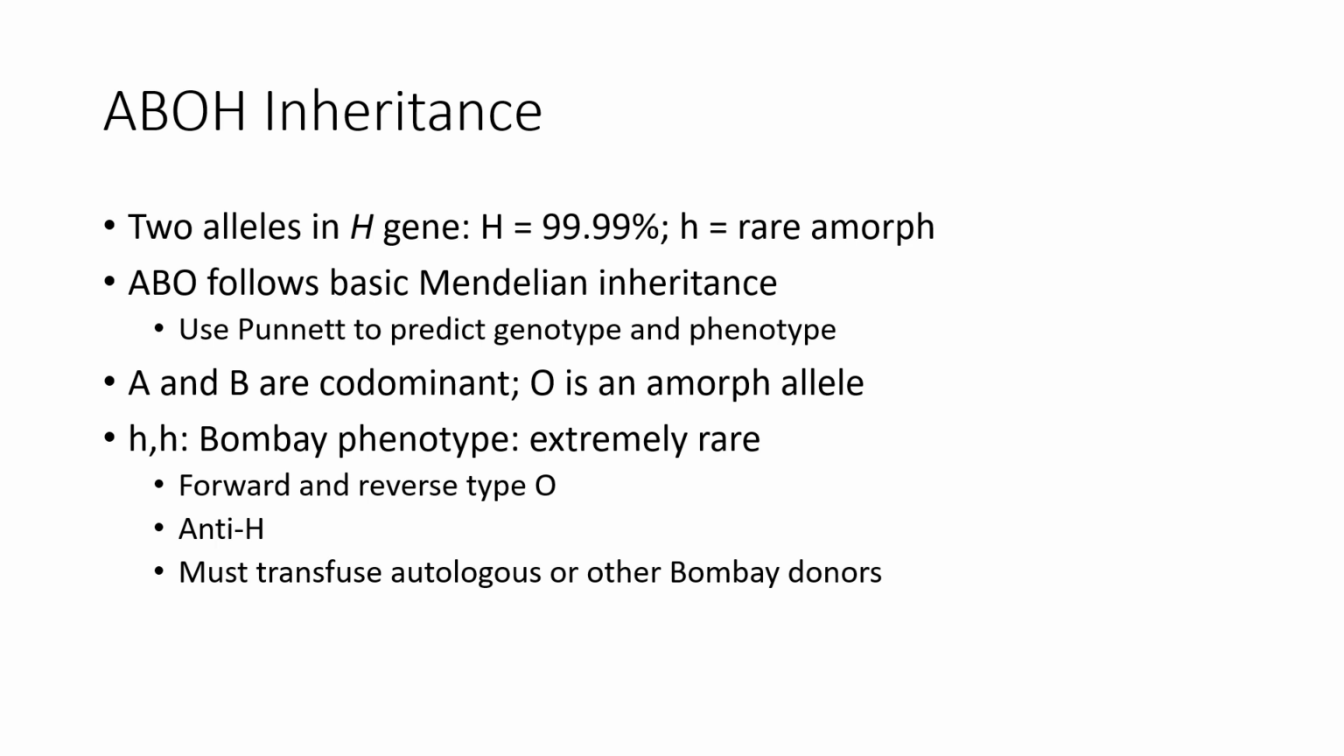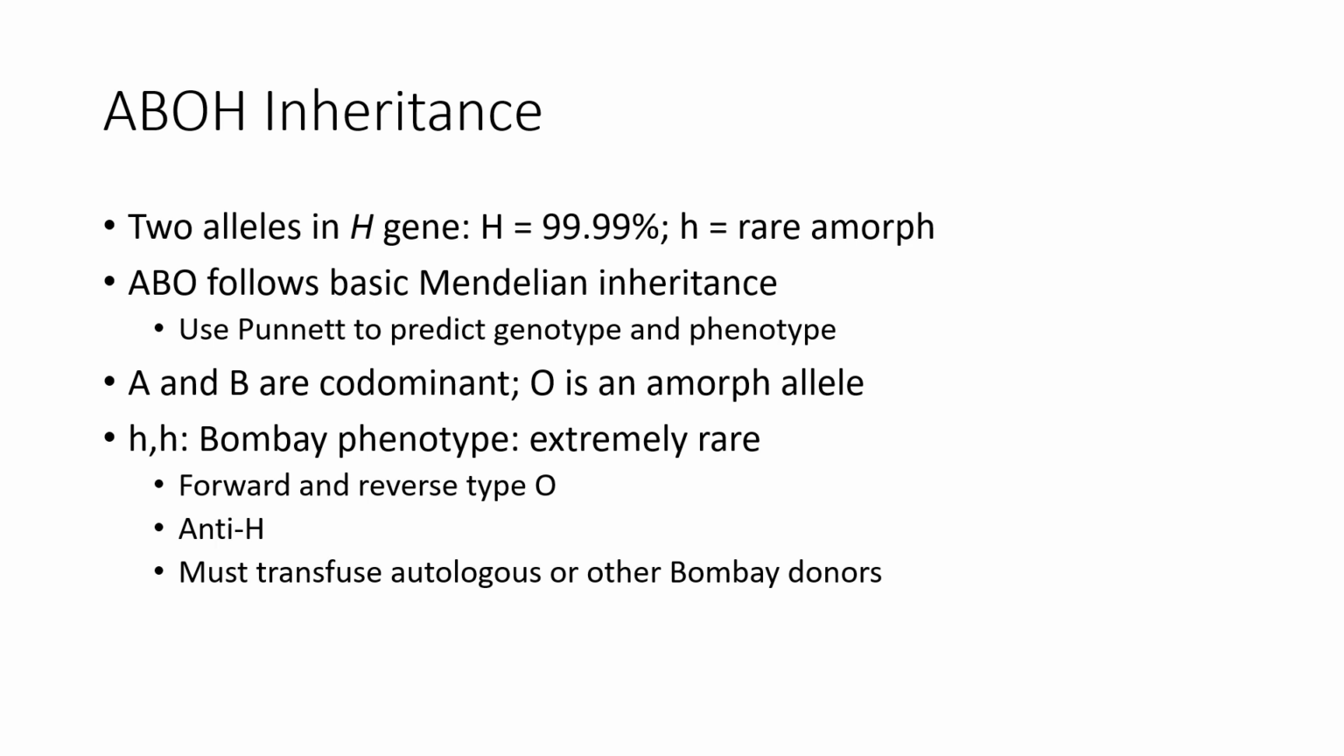ABO genetics follows basic Mendelian inheritance, therefore we can use Punnett squares to predict genotype and phenotype. A and B antigens are inherited codominantly. This means that if both are inherited, they will both be expressed. Type O is an amorph allele. It is also recessive.